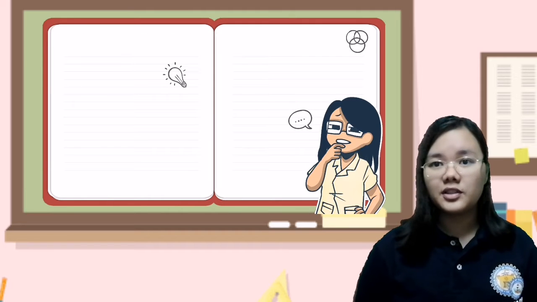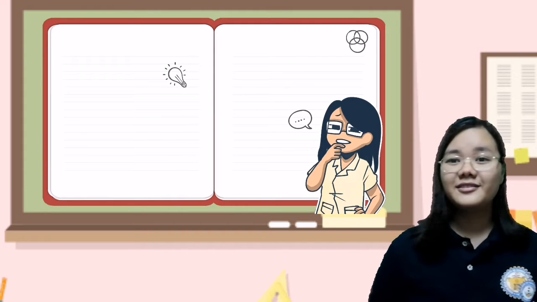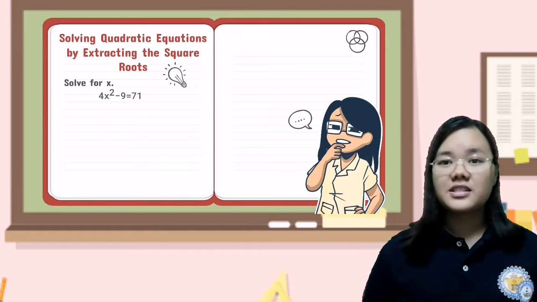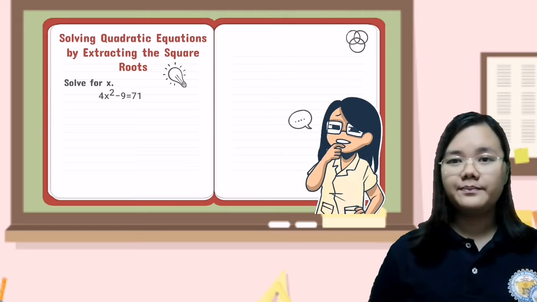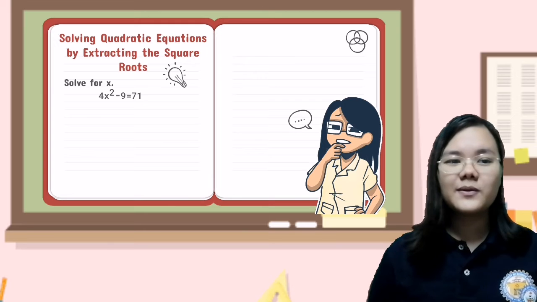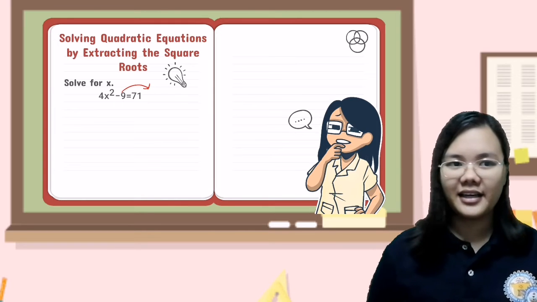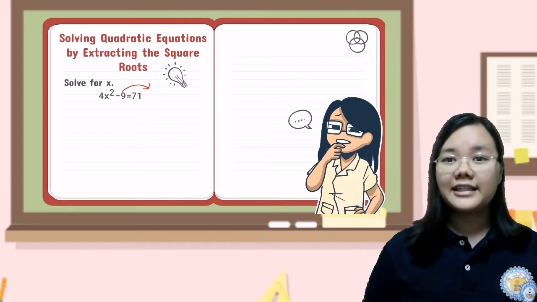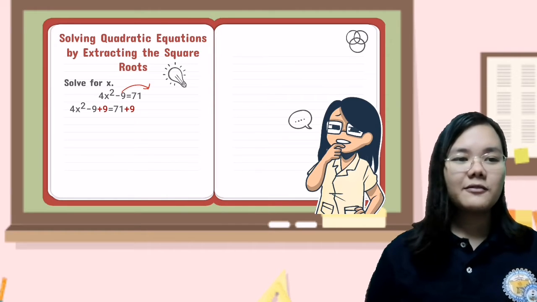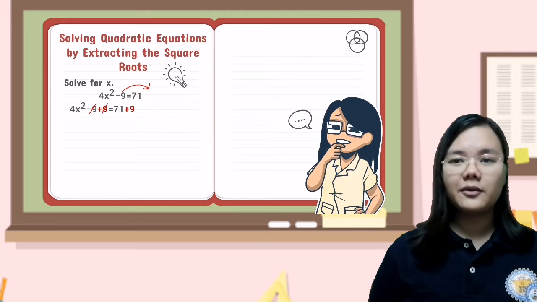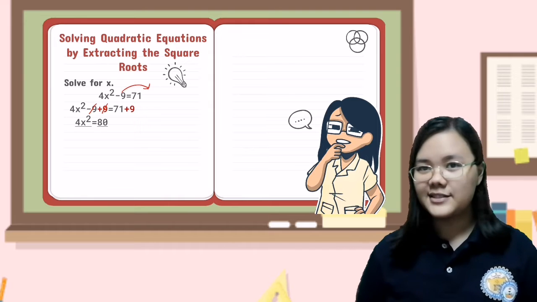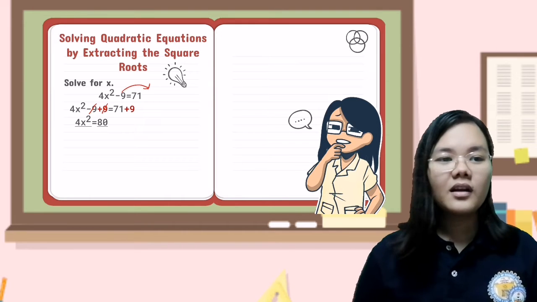Next example is much harder, or just simple. 4x squared minus 9 equals 71. The next step is, Leona? Yes, transpose the constant to the other side again. So negative 9 will become positive 9. So 4x squared equals 71 plus 9. It will be 80.